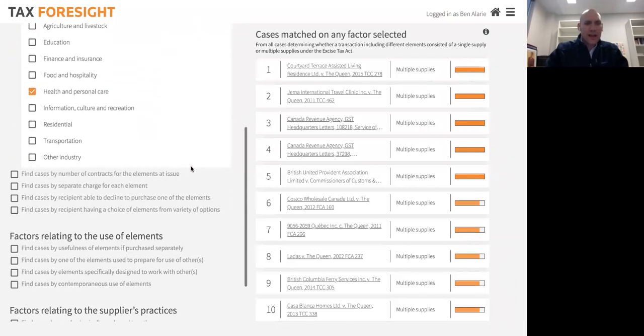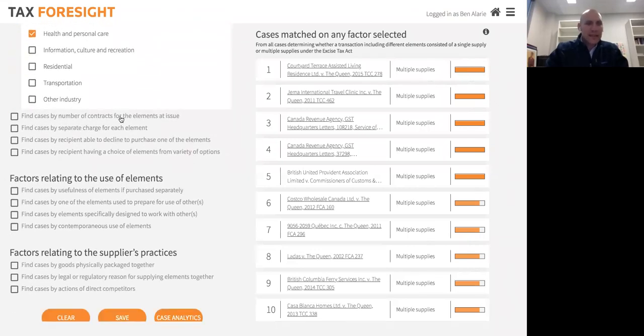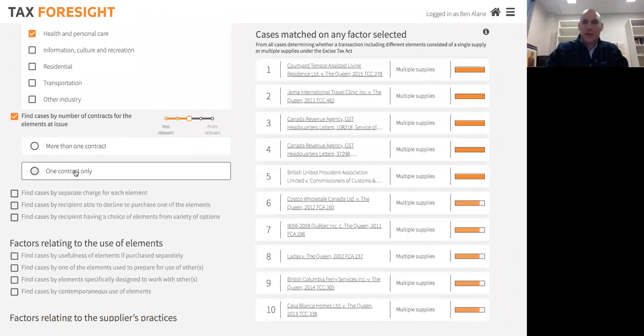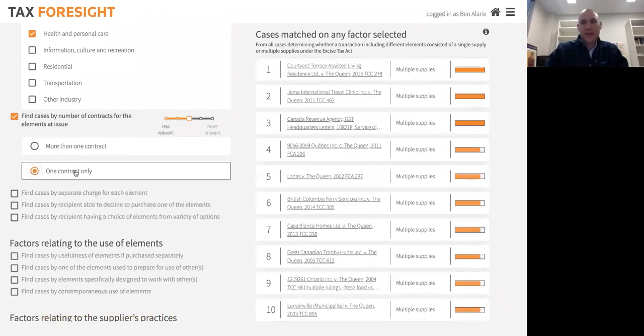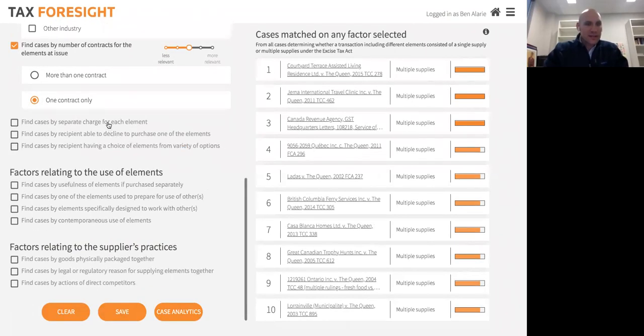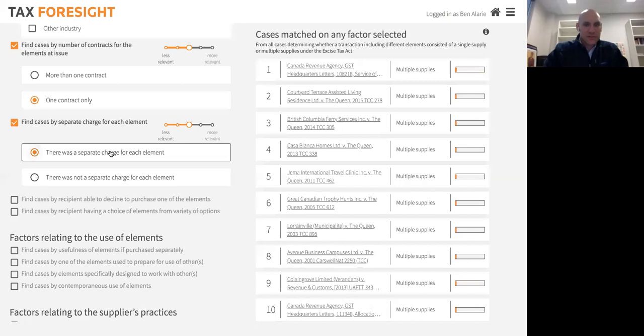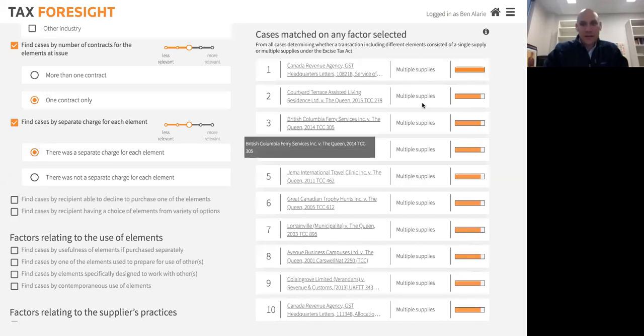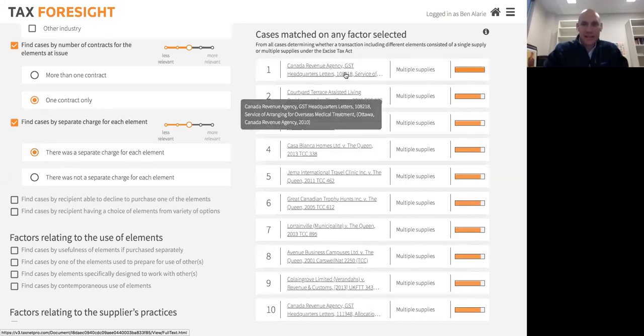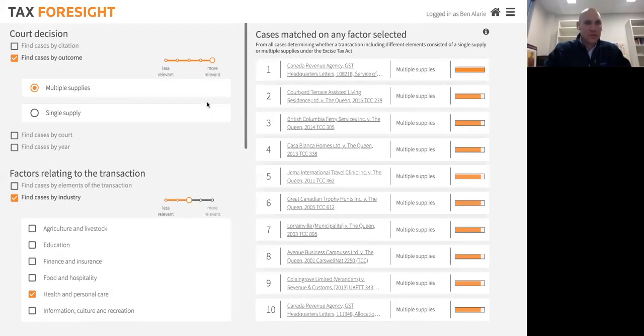And then I might want to refine it, right? So find cases by the number of contracts. So one contract only. Are any of these one contract things? Okay, now we're down to 3 cases that are perfect matches. Healthcare industry, one contract only, and the outcome is multiple supplies. Let's see, was there a separate charge for each element? Okay, now we've only got 1 case. And so this looks like it's a ruling document from the CRA from 2010. So I could click on that. It would take me to this ruling document. I could figure out exactly what was going on in that case.